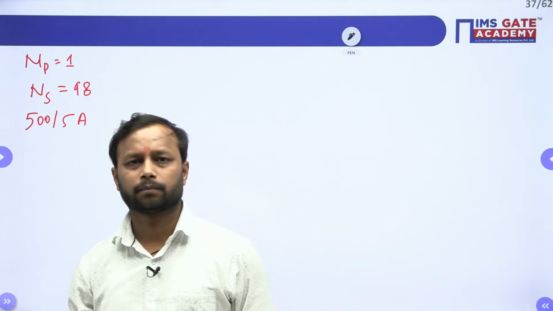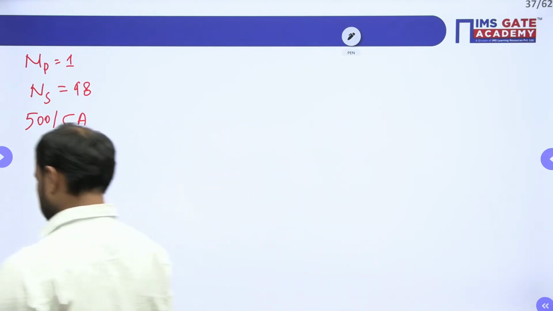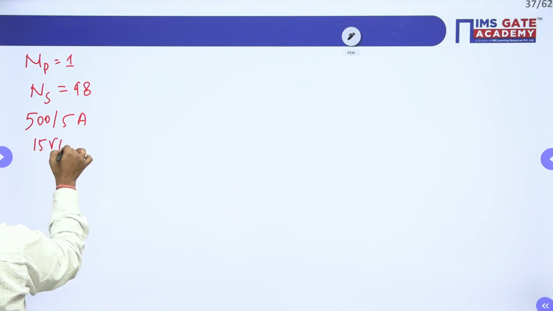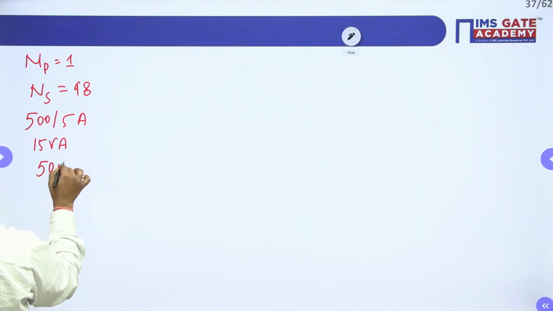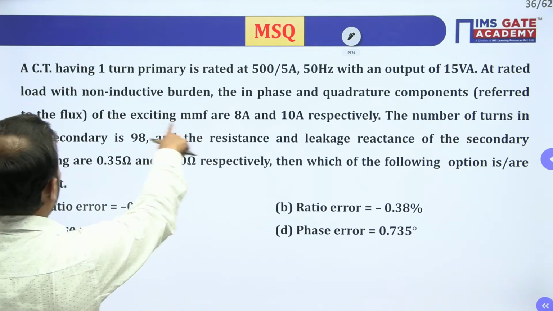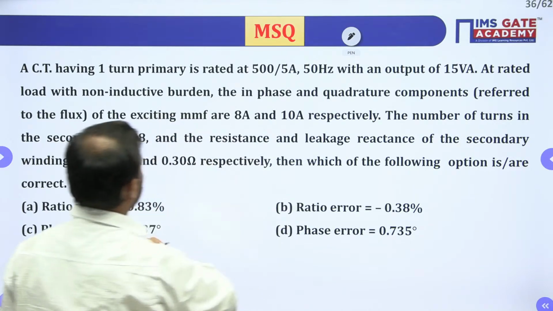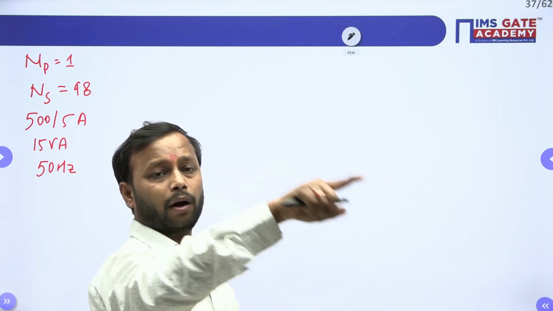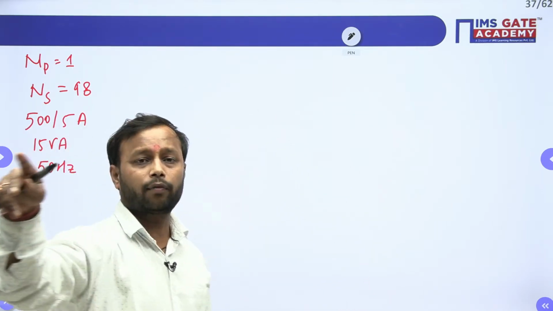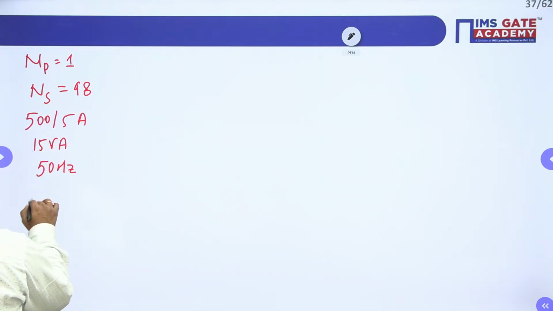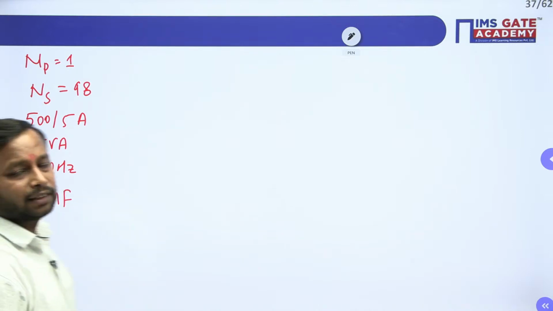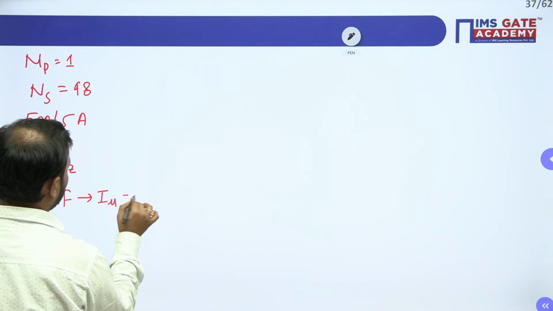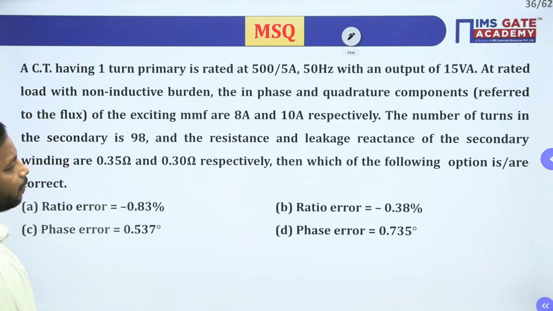So let us move ahead. What else do we have? We have the output as 15 volt ampere, and the frequency is 50 hertz. The in-phase and the quadrature components refer to the flux. In-phase means the flux which is producing the working flux. So this is basically the MMF due to the magnetizing current, which is I mu, equal to 8 ampere. This is directly given in the question.